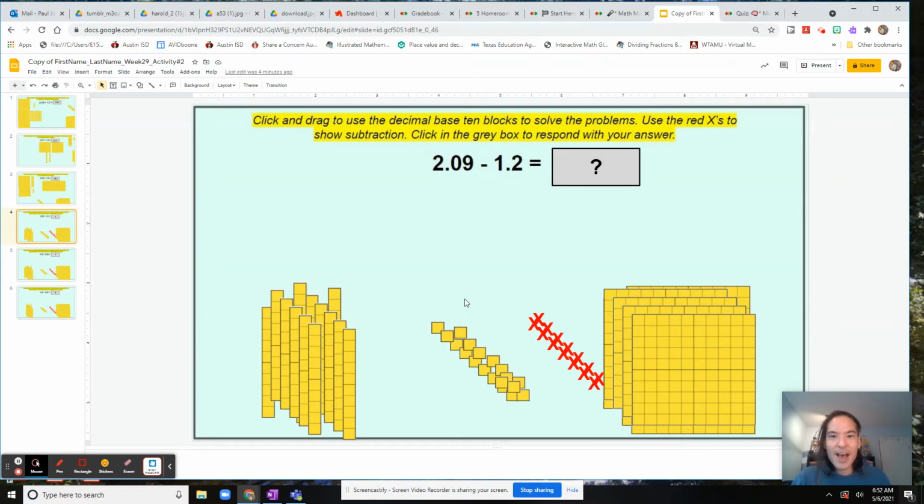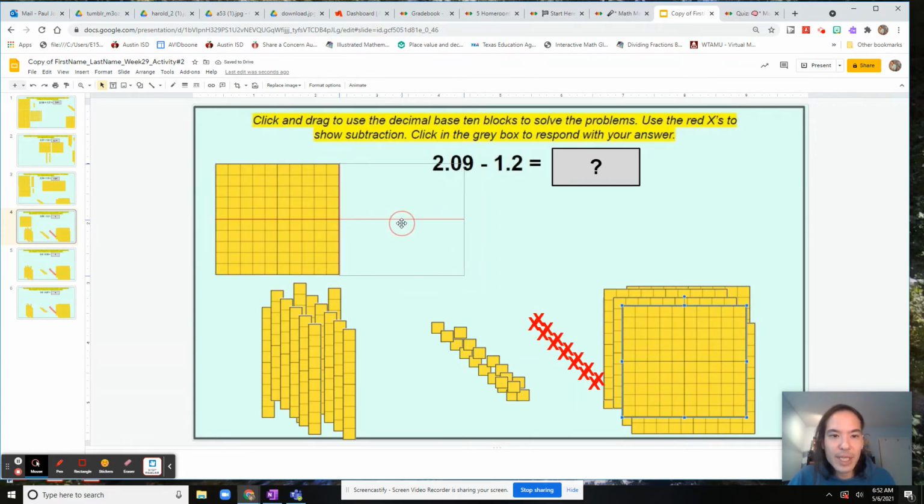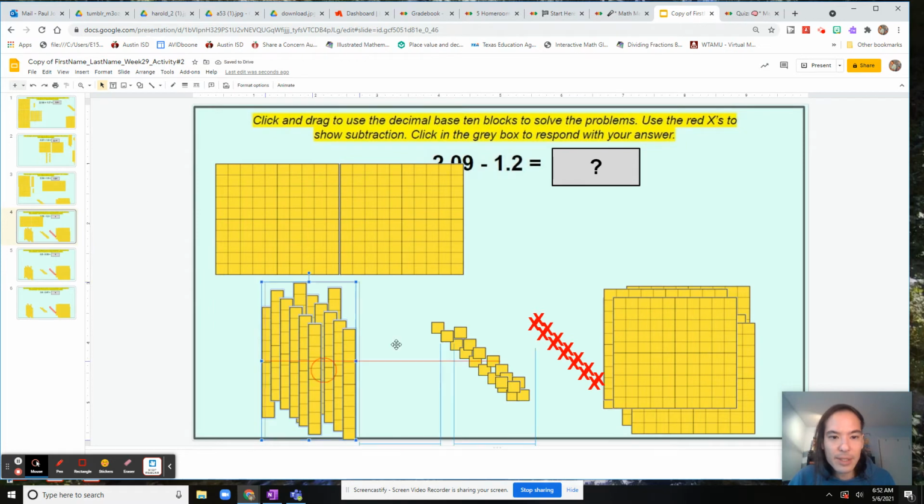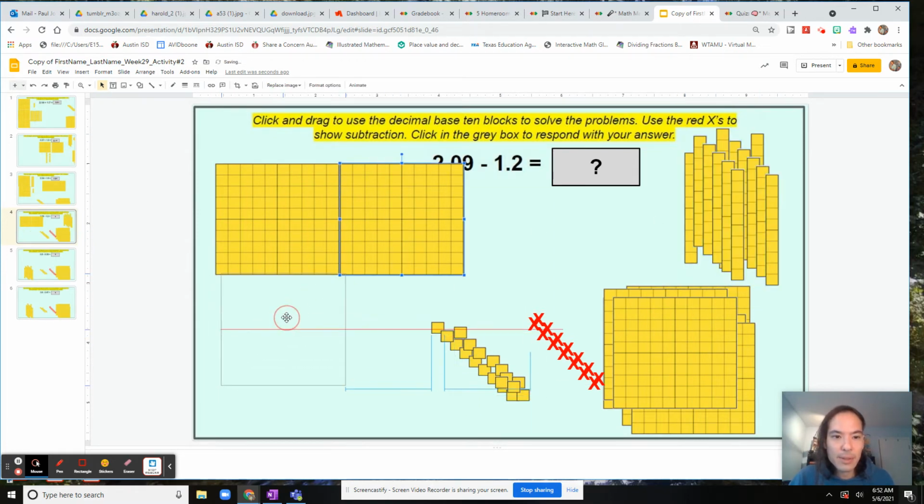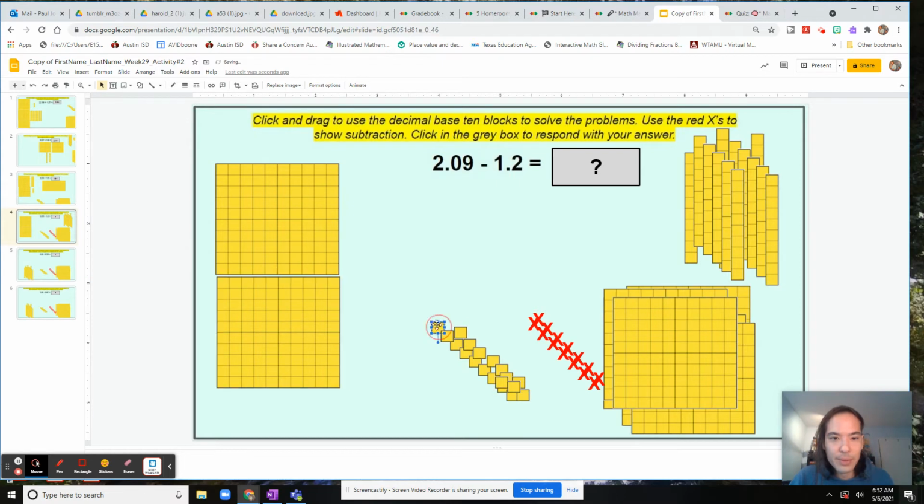All right, so these we're going to use the x's to take away. All right, so we're going to start off with 2. We have 0 tenths, right? Because it's 2 and 9 hundredths. So there's 2. And then 9 hundredths just means I need 9 of these. I'm going to do the copy paste thing. I'm going to copy and then paste. Groups of 3 works when I'm making 9. Just need to make one more group of 3. 3 groups of 3 is 9. All right, so there is 2 and 9 hundredths.